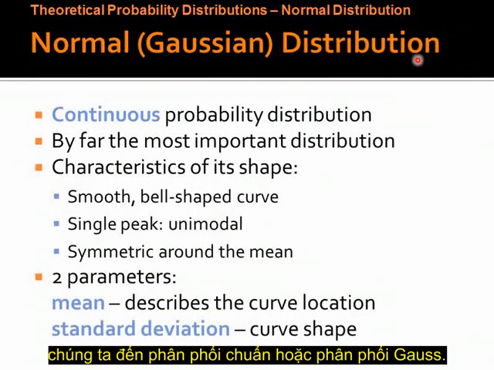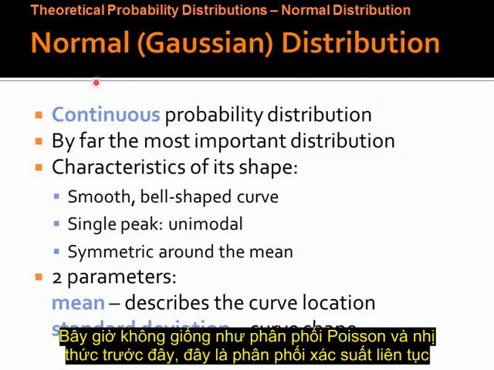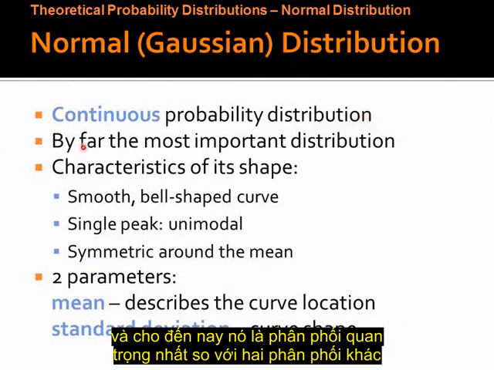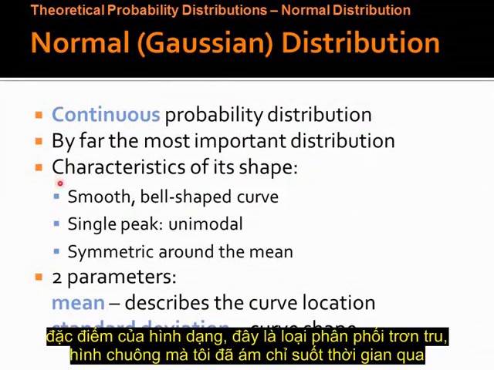Which brings us to the normal or the Gaussian distribution. Now, unlike the previous Poisson and binomial distributions, this is a continuous probability distribution, and it's by far the most important distribution compared to the other two. Characteristic of its shape, this is the smooth bell-shaped curve which I've been hinting about all this time.